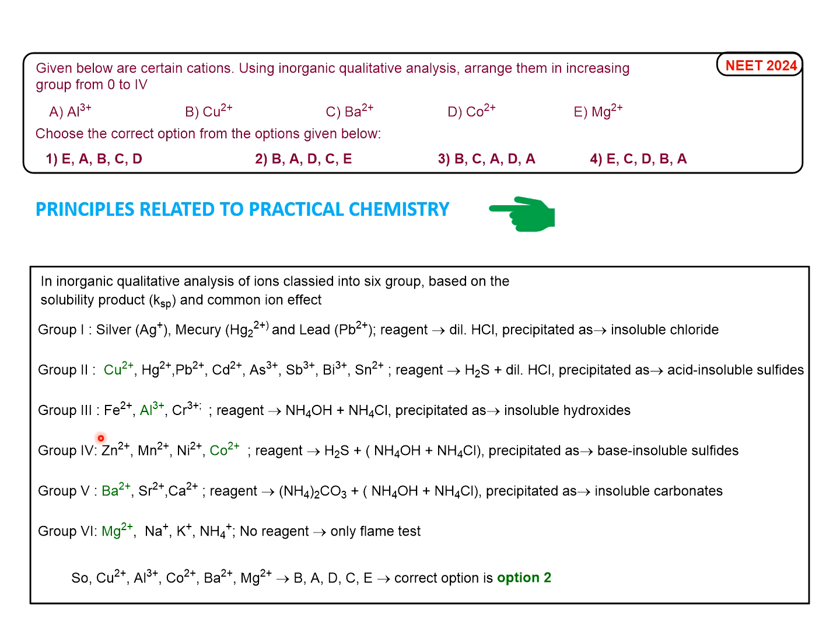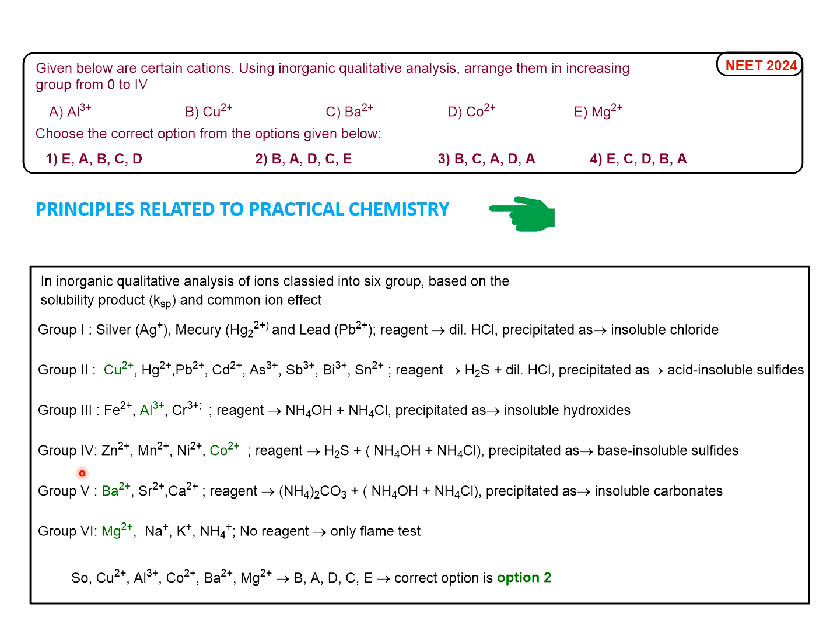Now group 3 generally contains iron 3 plus, aluminum 3 plus, chromium 3 plus. To identify these cations, the group reagent is ammonium hydroxide in presence of ammonium chloride, and these cations are precipitated as insoluble hydroxides, like ferric hydroxide, aluminum hydroxide.